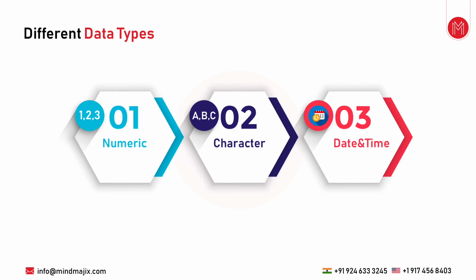In today's session, I'm going to talk about different types of data types that we use in SQL Server. In SQL Server, we use three main kinds of data type: the numeric, character, and date and time. Now let's understand what is there for each of the data types that we can handle in the queries.